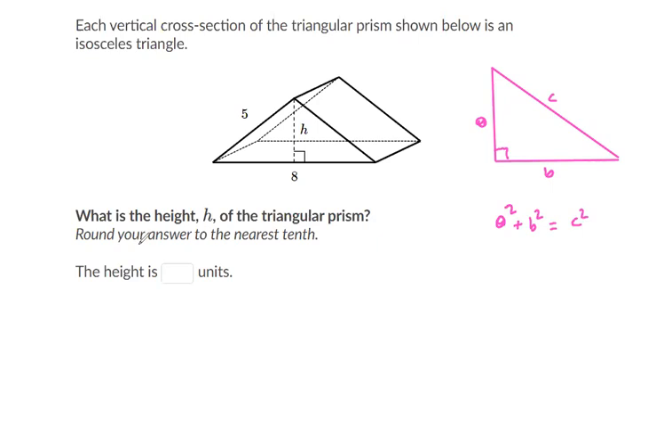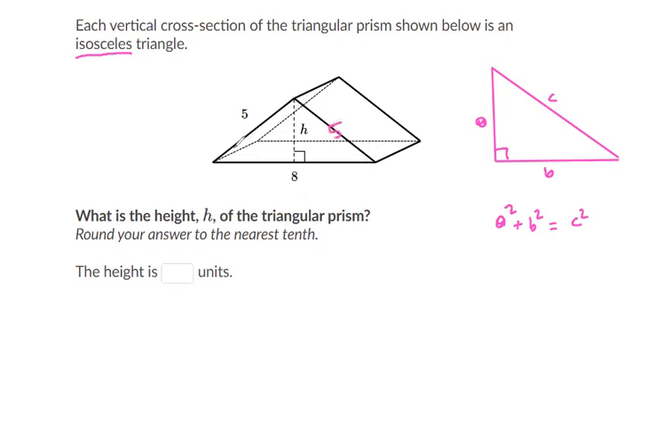The question is asking: every vertical cross section of this triangular prism is an isosceles triangle, which is a triangle that has two equal sides. Based on this, what would be the height of this prism? We do know this side is 5, and we are told the cross section, which is this triangle, is isosceles, which means this piece is also 5.